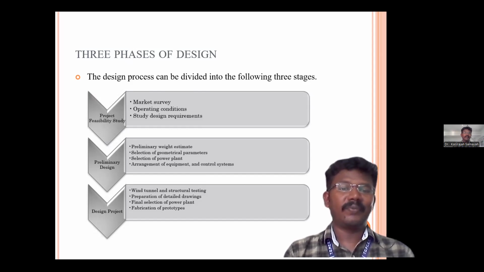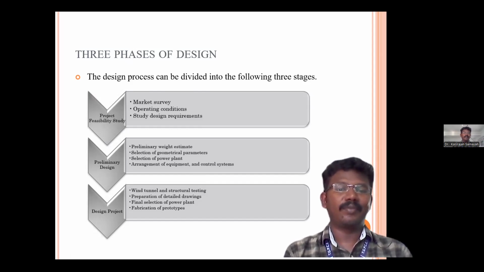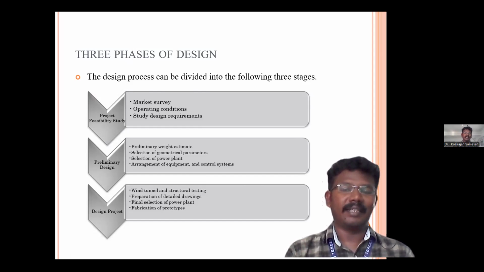Then we need to make the final selection of the power plant. Which type of power plant is suitable for our design? A power plant is nothing but an engine, the aircraft engine. Then we are going to fabricate a small prototype model. After designing, when everything is satisfactory, we go on to manufacture the aircraft.